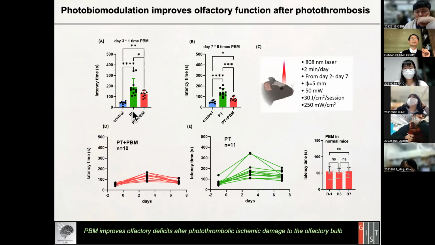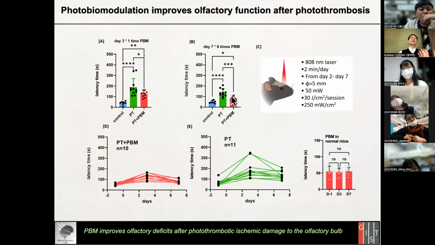And you can find that with photothrombosis, the time for finding food is significantly longer. And even 1 time of photobiomodulation actually dropped it down significantly. And over time, after 6 times of photobiomodulation therapy, it very significantly drops the time for finding the food, so olfactory function has been recovered. So this is an interesting phenotype finding for us.